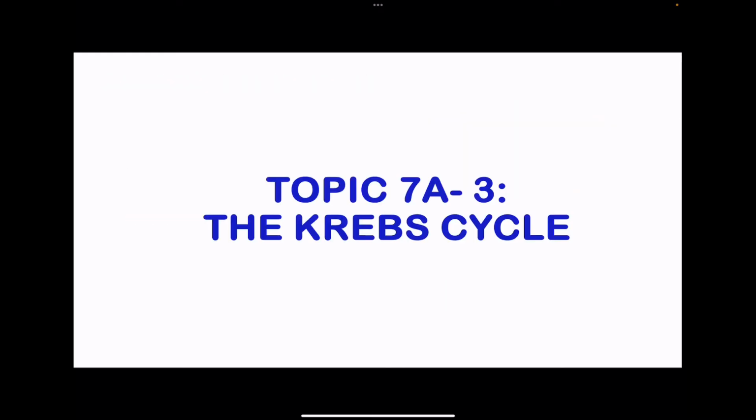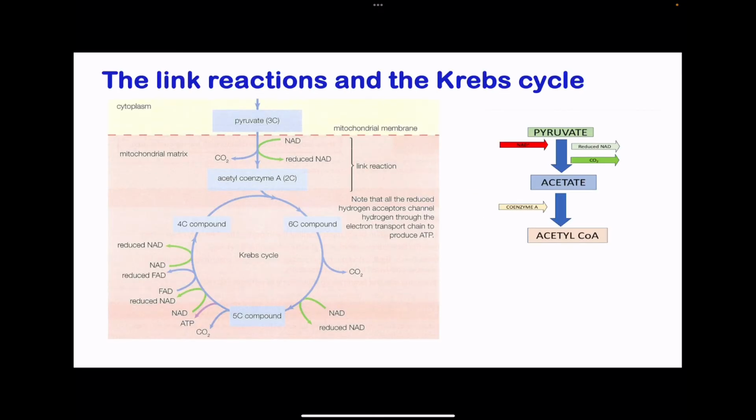In topic 7A3, the Krebs cycle, the products from glycolysis will enter the link reactions before they go into the Krebs cycle. Here, the 3 carbon compound pyruvate is going to cross through the mitochondrial membrane from the cytoplasm into the mitochondria. This process is called decarboxylation, resulting in the formation of carbon dioxide molecule.